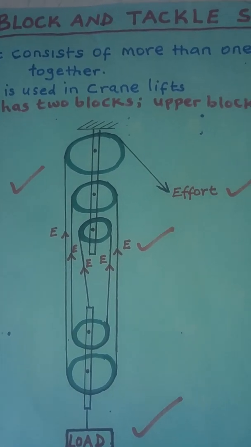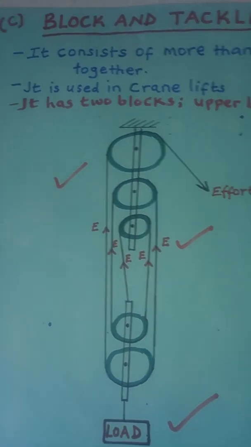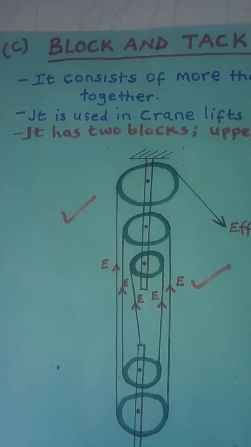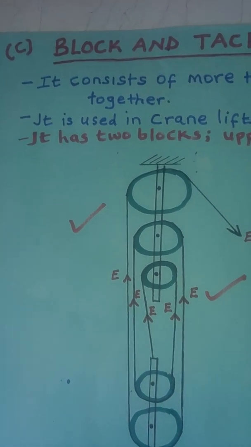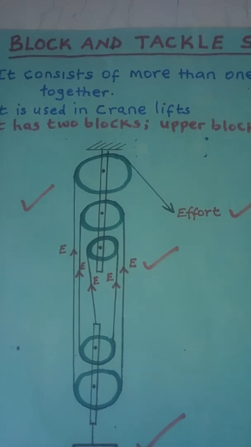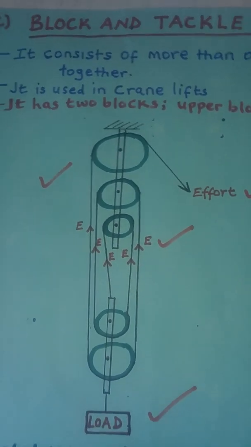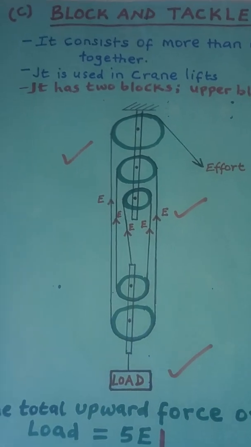So these pulleys support each other so that they can lift that heavy load. Now, more important, you should also know that it has 2 blocks. You see, the word is block and tackle system. How many blocks are there? It has 2. Look at this diagram.